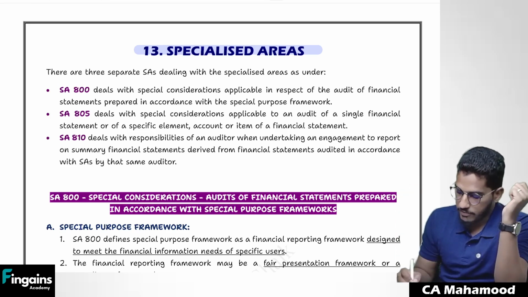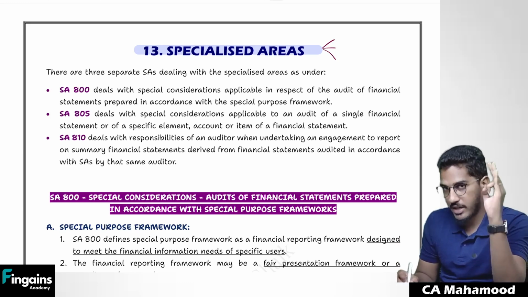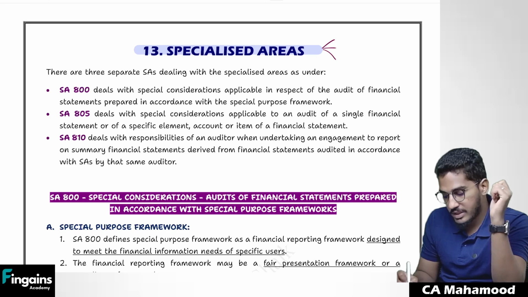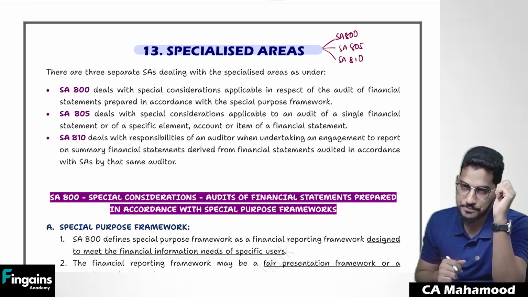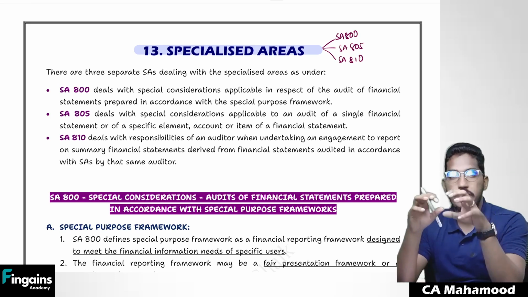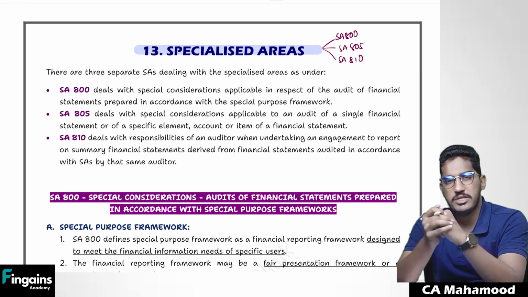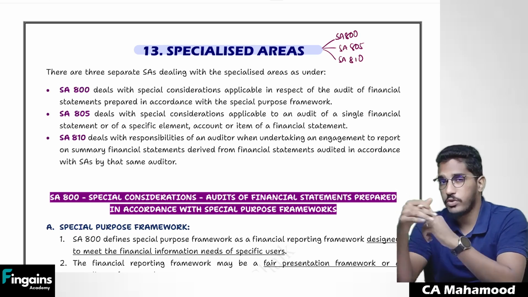In this particular chapter, we are going to discuss three standards from the SA 800 series. Those three standards which we are going to discuss: the first one is SA 800, then we are supposed to revise SA 805, then we will take up SA 810. So these are all special assignments. These three standards are going to talk about some special audit assignments which we chartered accountants sometimes might be called upon to do.